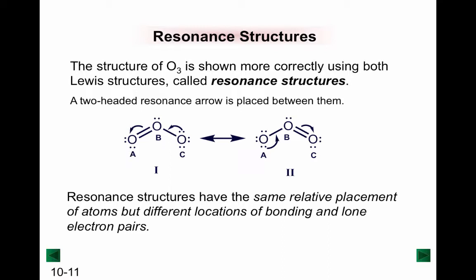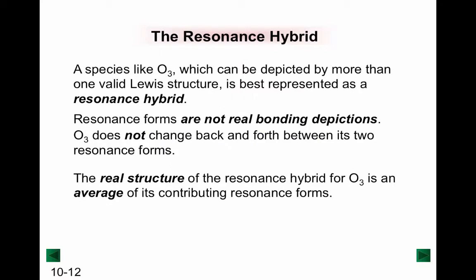One resonance structure can be converted to the other resonance structure simply by moving lone pairs of electrons to bonding positions and vice versa. A species like ozone, which can be depicted by more than 1 valid Lewis structure, is called a resonance hybrid. Resonance structures or forms are not real bonding depictions. They represent hypothetical structures. Ozone does not change back and forth between its two resonance forms or structures. The real structure of a resonance hybrid is an average of its contributing resonance forms.